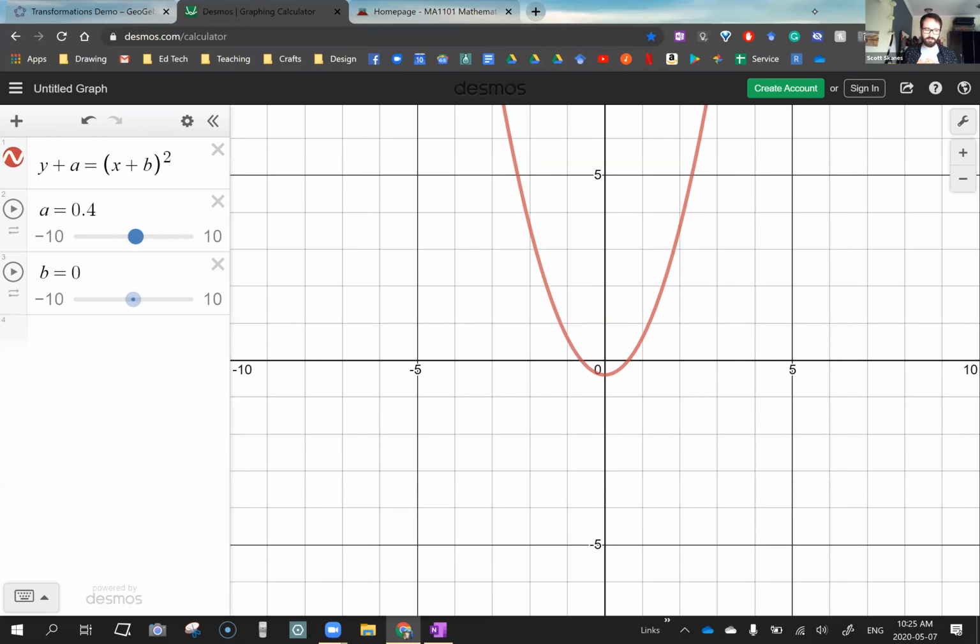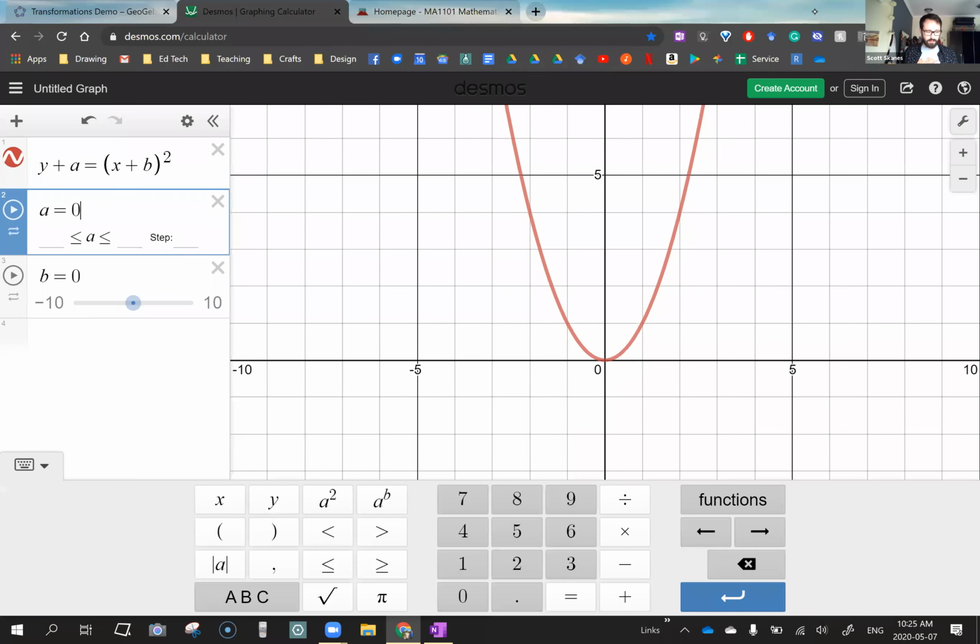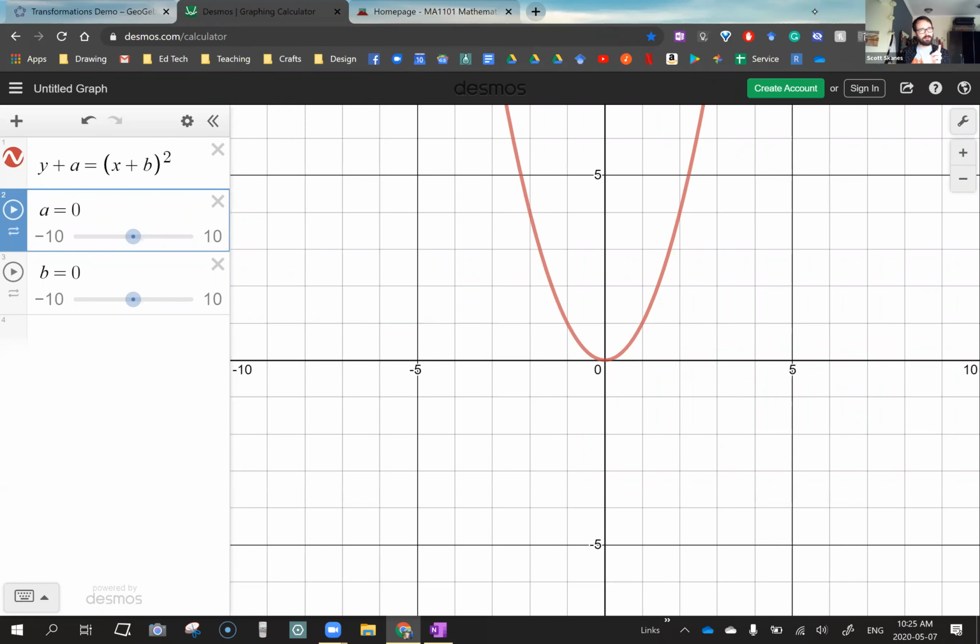Let's put it back to 0. If I move the b, which is touching the x, think about x must be affected. We must be shifting it left or right. If I add a number there, it will shift it left. Because normally positive means right, but these translations reverse. So if I add b, it shifts it left.